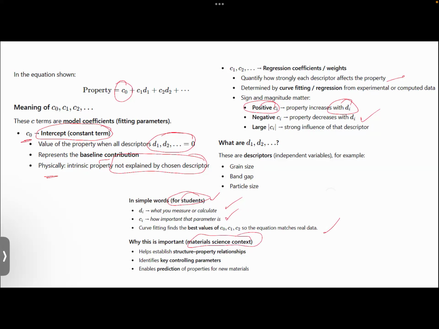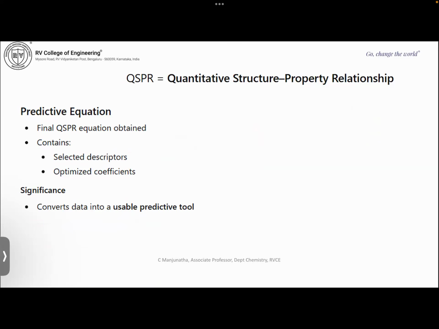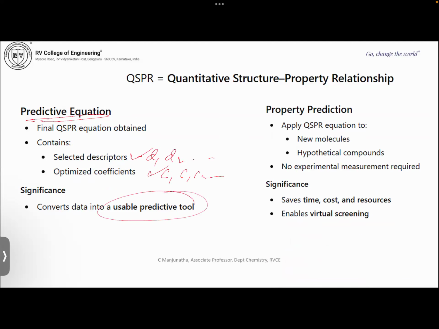For research level, for a material science level, if you want to understand, this helps to establish structure property relationship and identifies key controlling parameters. So then the next stage is the predictive equation. The final QSPR equation obtained contains the selected descriptors D1, D2, etc. and optimized coefficients C1, C2, etc. The significance is that it converts the data into a useful predictive tool.